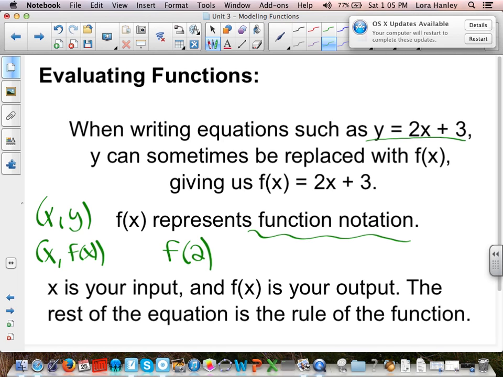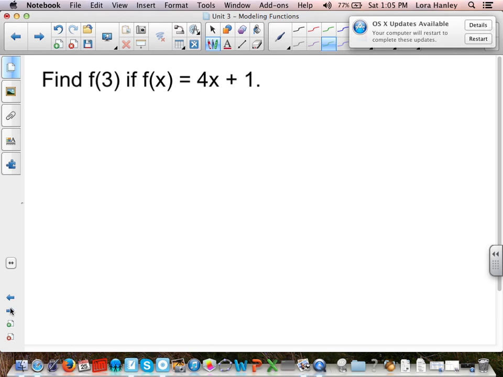Let's try a practice. Here, I would like to find f of 3, and my function rule is that f of x is equal to 4x plus 1. So any x value I substitute in gives me an output that has been multiplied by 4 and added 1 to. So f of 3 would be equal to 4 times 3 plus 1. So when they give you a value to substitute in for x, you're replacing all of your x values with that number, or variable or expression, depending on what it is.